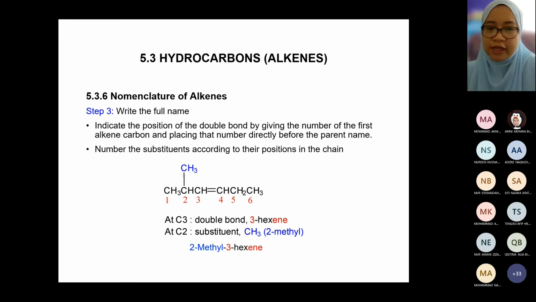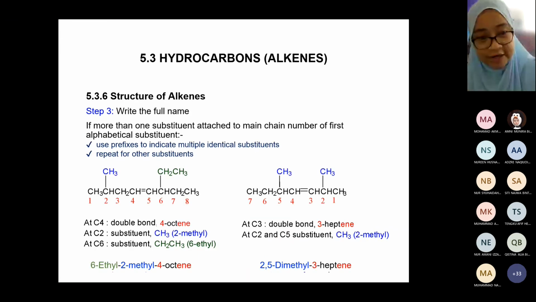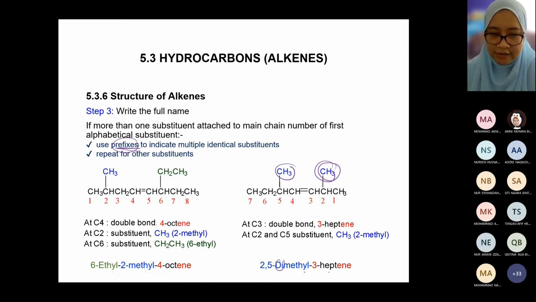The full name is as usual. You should end with ENE. The rest, numbering, alphabetical order, everything should be the same as what we have learned earlier. Use prefixes and repeat for other substituents. You need to use prefixes. Like this one, no prefix is used. Here we have 2 methyl groups, right? So don't forget to use di.